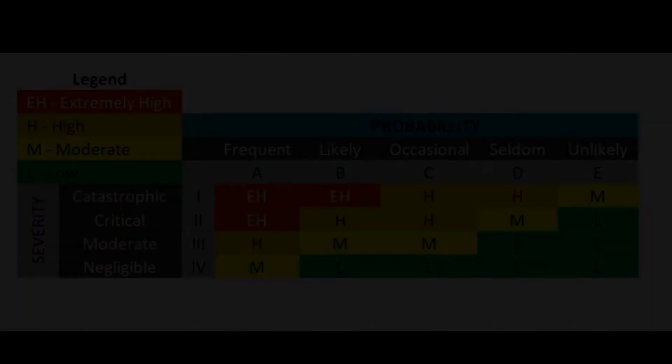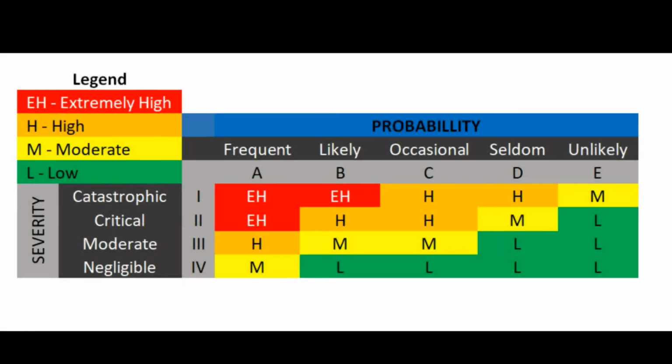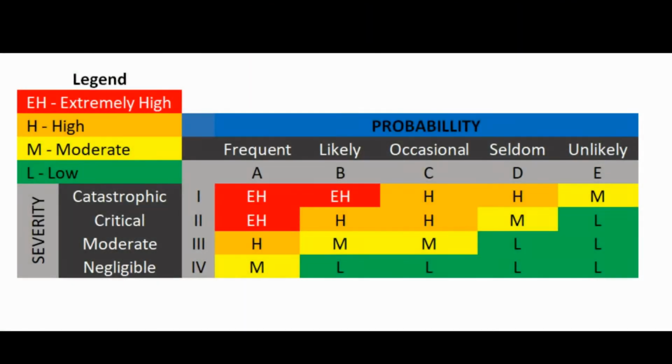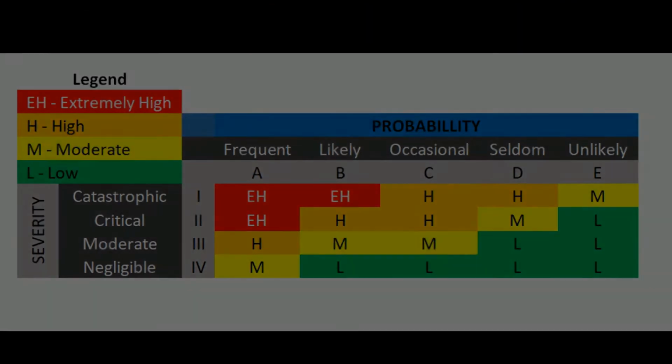So we have classified probability and we've classified severity. Now the way we utilize this is, take a look at this chart. What we do is we take a piece of paper and we write down an event. We put if it's frequent, likely, occasional, seldom, unlikely to happen in one column. And in the next column, we put the severity: catastrophic, critical, moderate, negligible. Then we look at this chart, and you can see there's a legend that says extremely high, high, moderate, and low. This is the risk factor involved. So we cross-reference the probability and the severity, and we get a risk level.